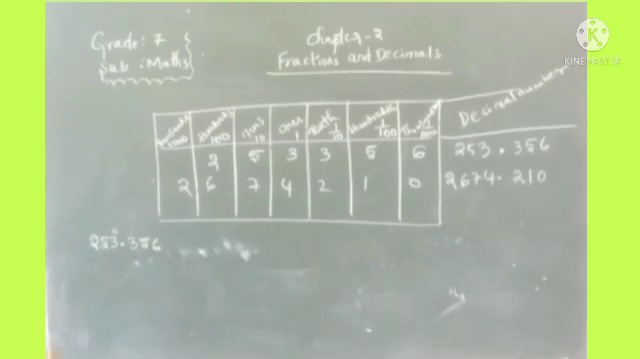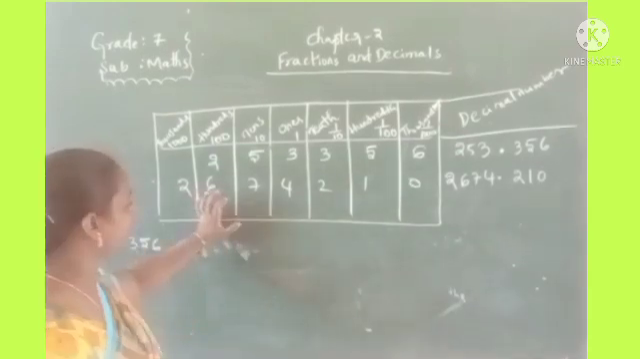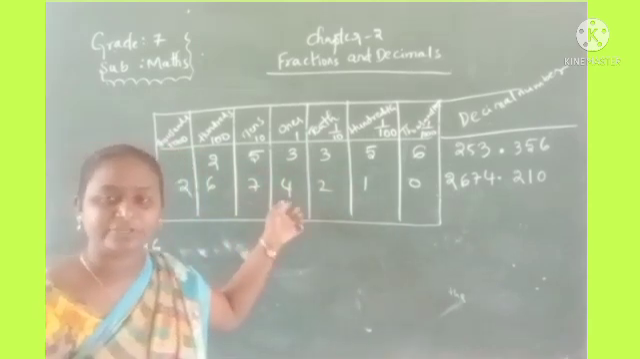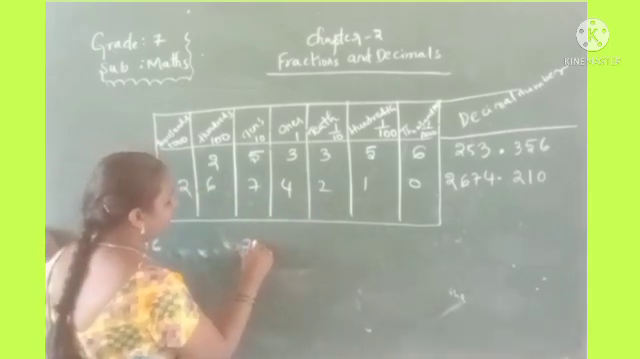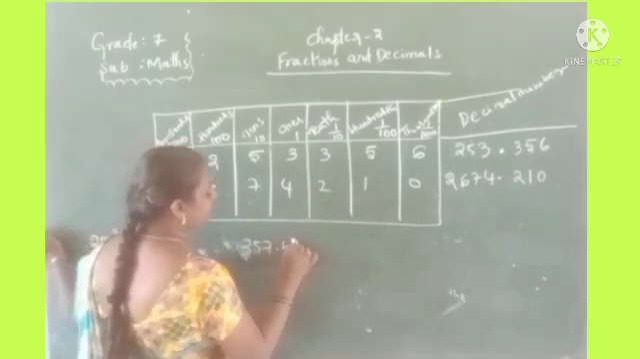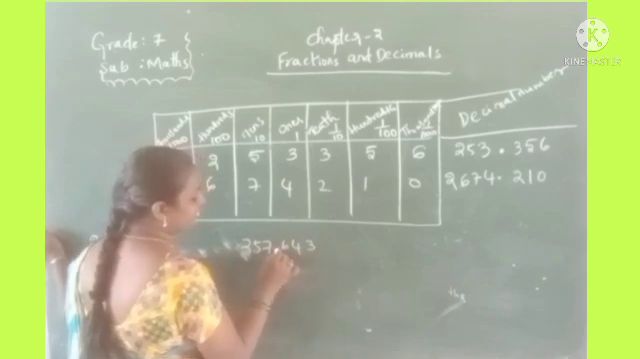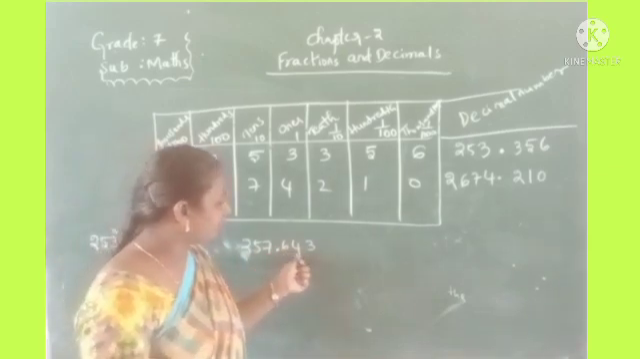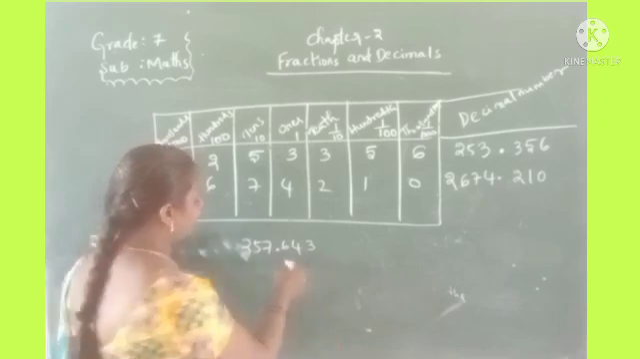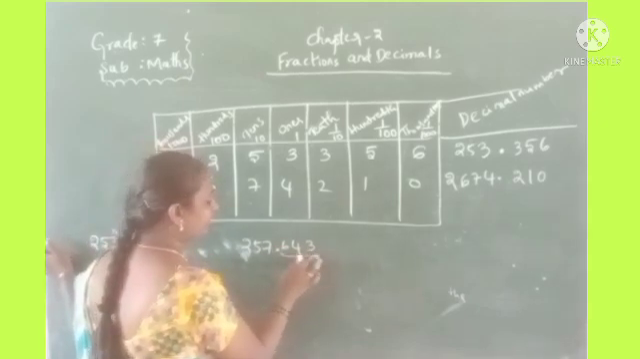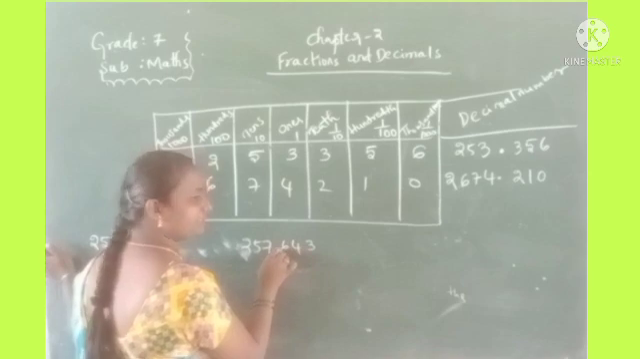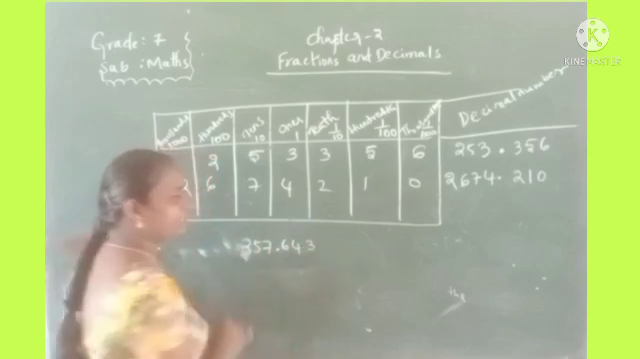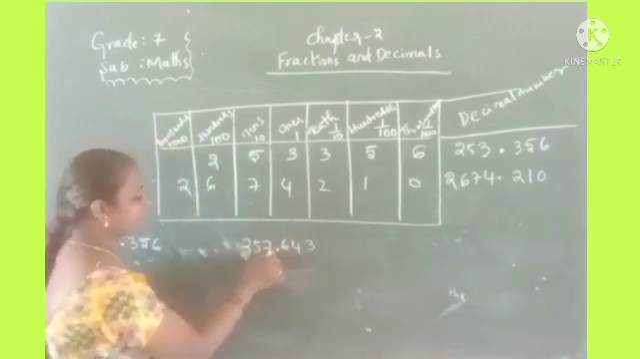Up to now you have seen how to write decimal numbers using a place value chart, and how to expand decimal numbers. See, 257.643. Always remember, after the decimal point you have to read single digits. So 0.643, don't read it as 643. Don't read like that. After the decimal point you have to read single digits, that is 6, 4, 3. Like that only you have to read. Now the expansion of this decimal number.